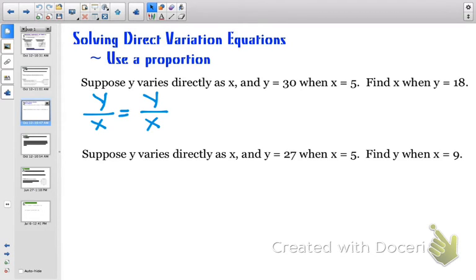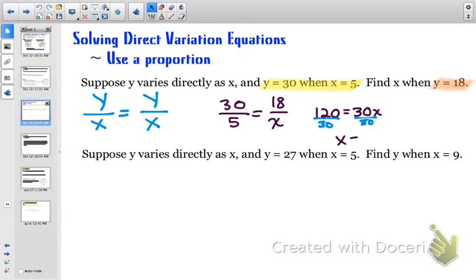So we're going to look at that first piece of information. Y is 30 when x is 5. Let's fill that in for the first fraction on the left side of the equal sign: 30 over 5 equals, now we have to find x when y is 18. That means we don't know x, but we do know that the new y is 18. So we put 18 for y in the numerator, and x stays in the denominator. From here, you guys know what to do, cross multiply, and then solve for x. So we get x is equal to 4 when y is 18.